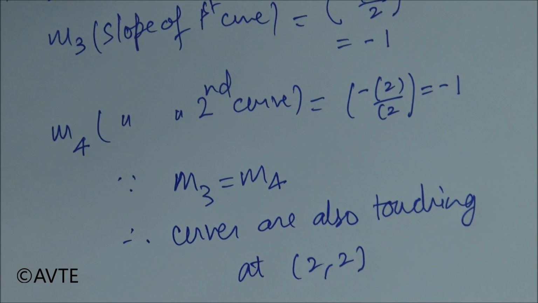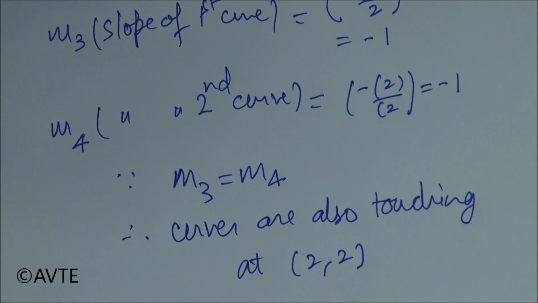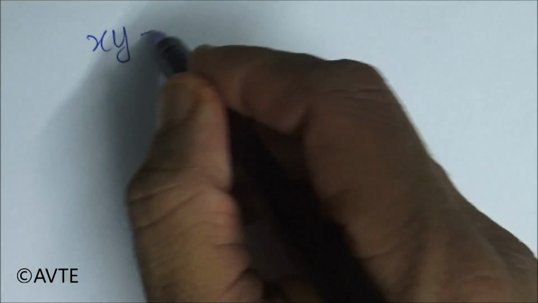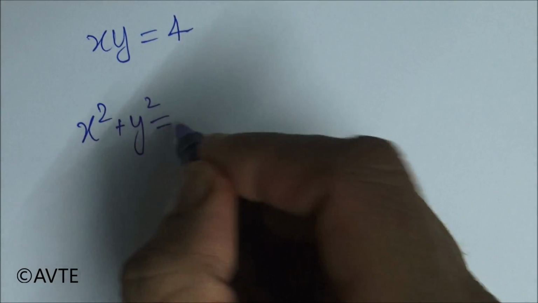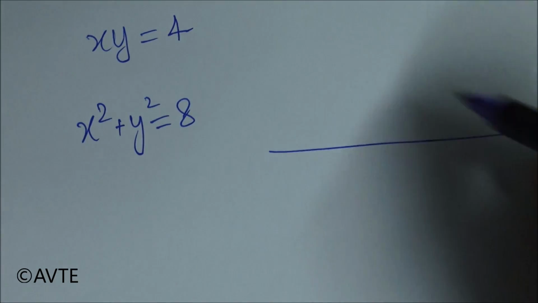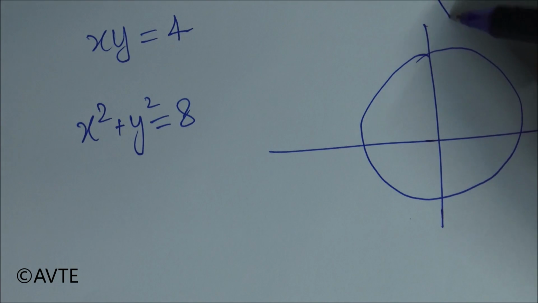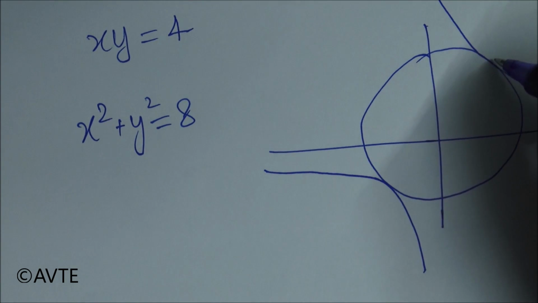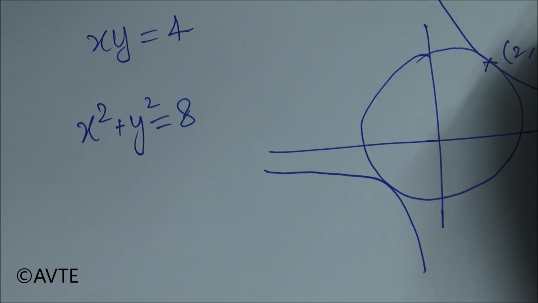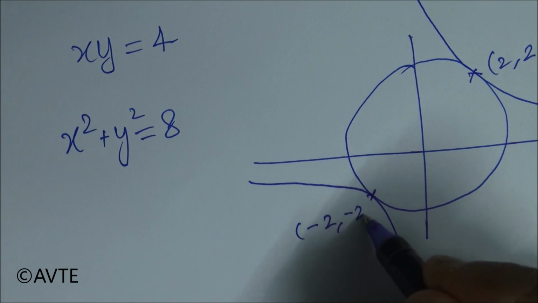So let me explain through the curve, which is not important for CBSE, but it's good for entrances and for knowledge. The curve xy equals 4 is a rectangular hyperbola, and x squared plus y squared equals 8 is a circle. If I draw rough diagrams, the circle is symmetric about the coordinate axes, and this is the rectangular hyperbola. You would see that they are touching at 2 comma 2, and they are also touching at minus 2 comma minus 2.